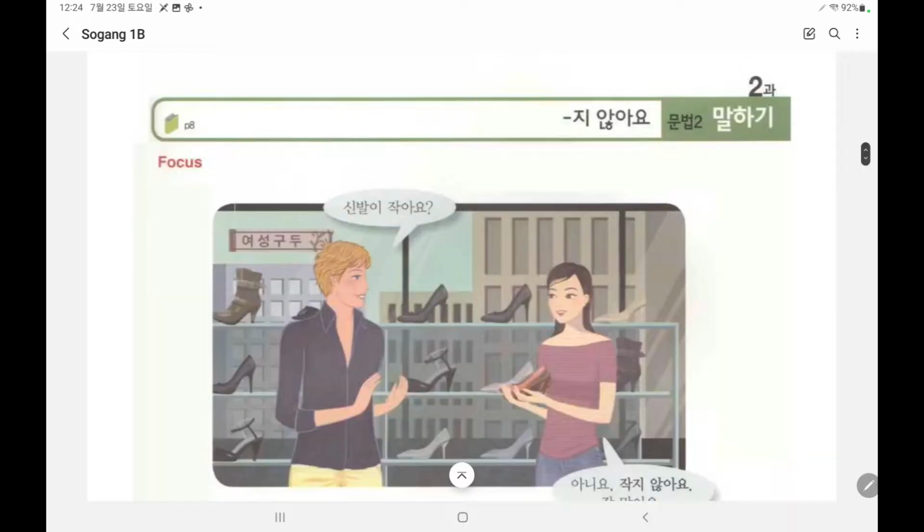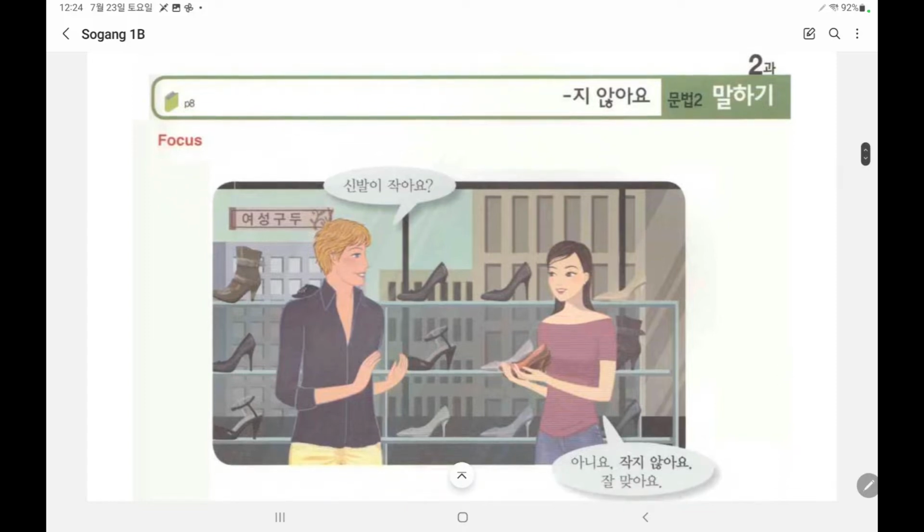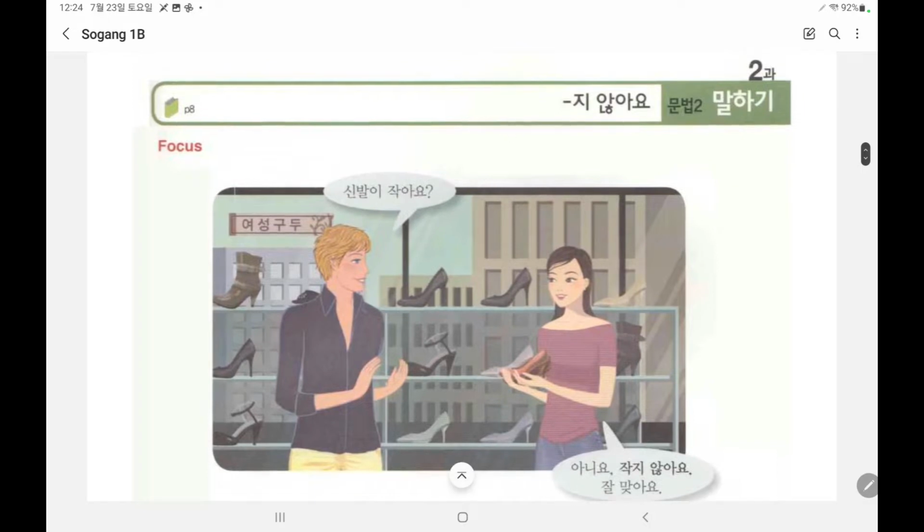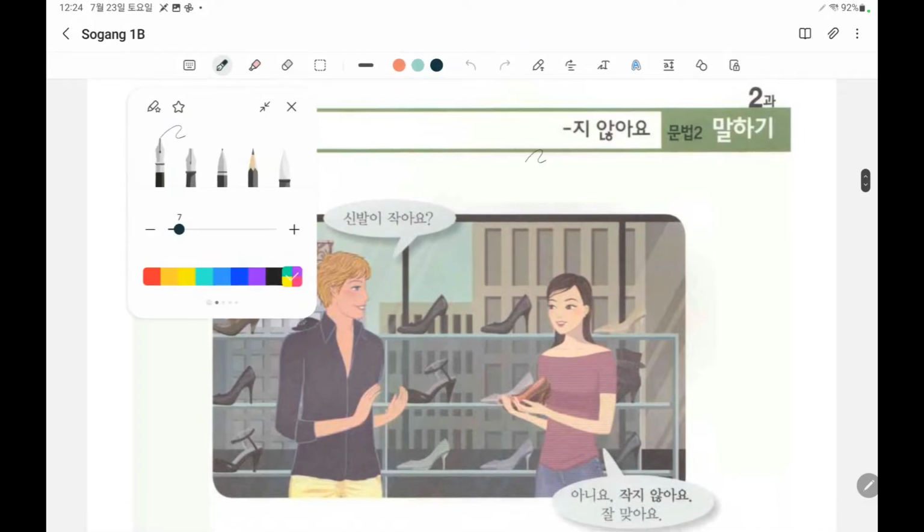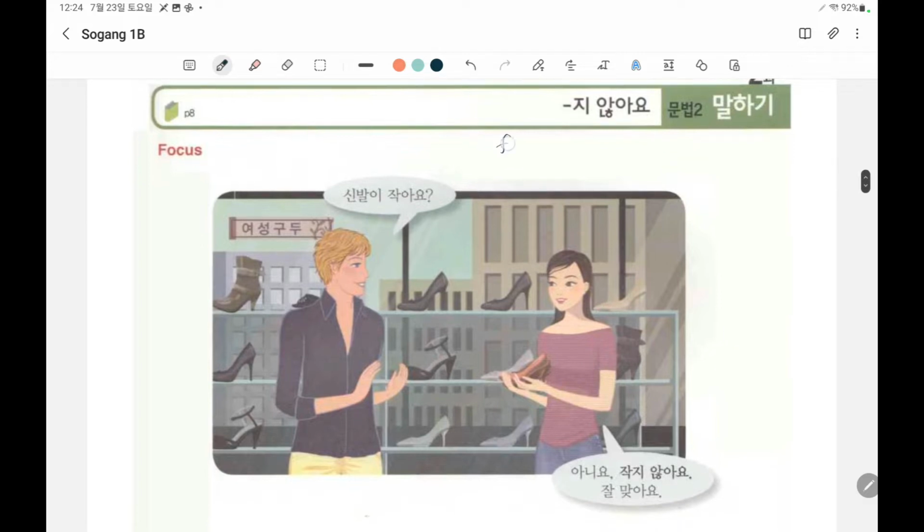Very good job. 자, second grammar point 봅시다. 지 않아요 있어요. 지 않아요. 자, this is basically make the sentence into negation, isn't it? 자, how about formal ending? 자, formal ending 어떻게 말해요? Formal ending. 지 않습니다 말해요. 지 않습니다. How about in question? 지 않습니까?